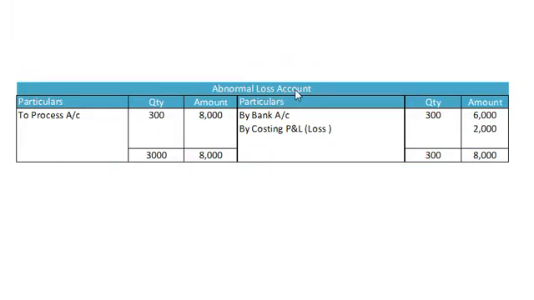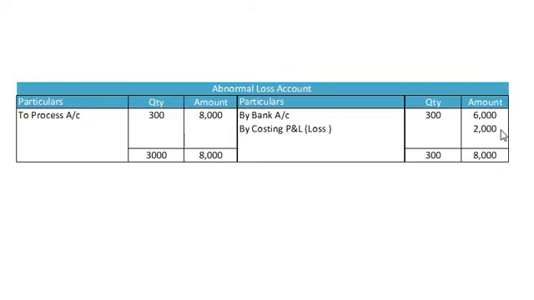Now we will prepare abnormal loss account. Here is the abnormal loss account. In abnormal loss account, debit side we record to process account 300 units and amount 8,000, that is 300 units multiply 26.666 recurring, it is 8,000, and our sales value of abnormal loss is rupees 20 per unit. So we will record on credit side by bank, that is our sale proceeds, 300 units and amount rupees 6,000, that is 300 units multiply rupees 20. And finally by closing abnormal loss account we get balancing figure rupees 2,000 on credit side.